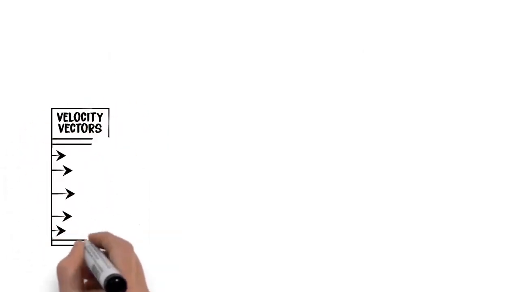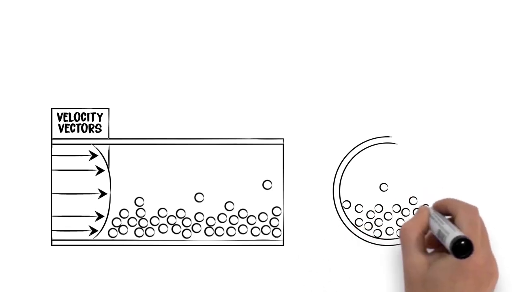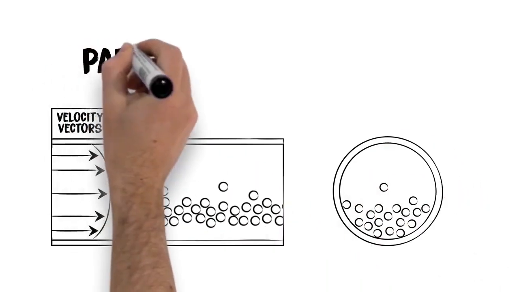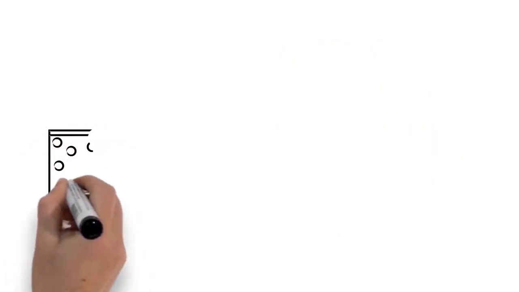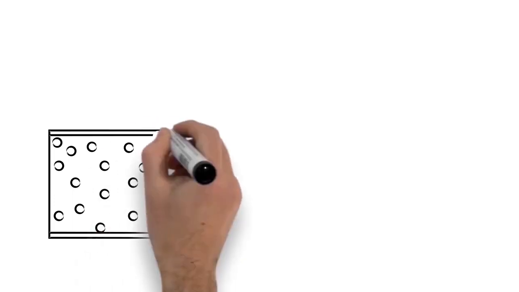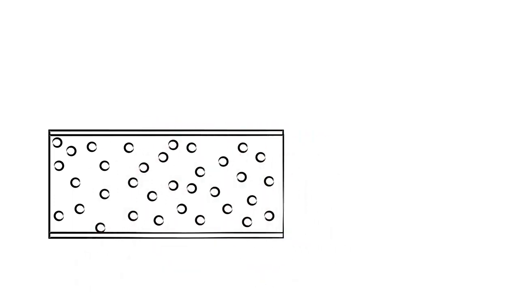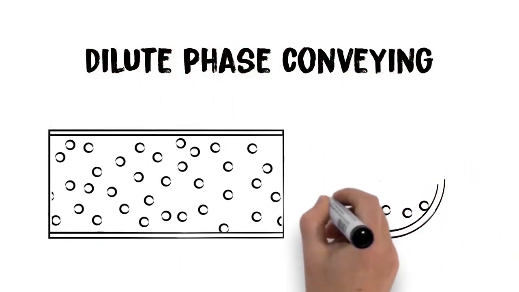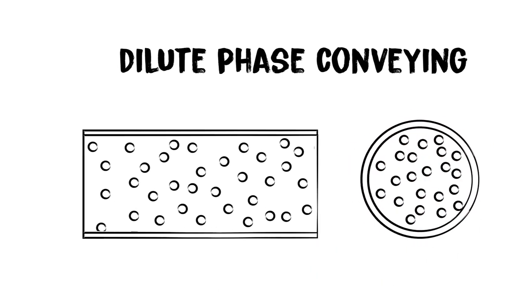As air velocity increases, there is a point where particles are picked up and carried into the airstream. This is referred to as the particle pickup velocity. This velocity, which is unique to the material being conveyed, must be exceeded to convey a product in dilute phase. Dilute phase conveying allows powders like cement and flour to be conveyed over longer distances.